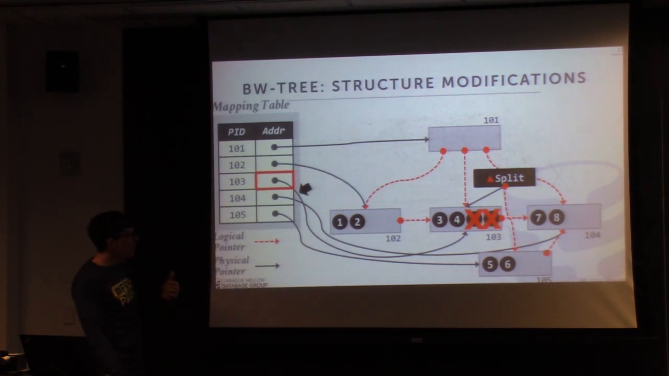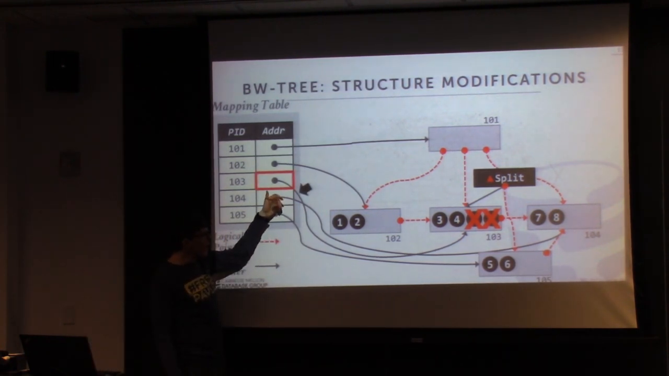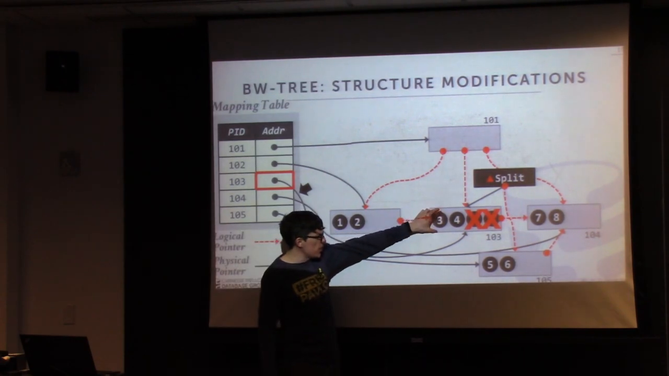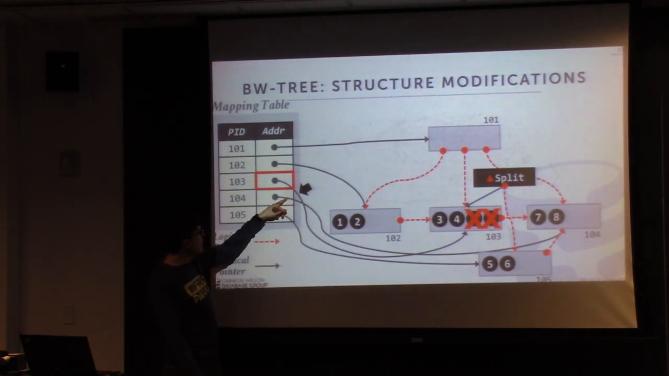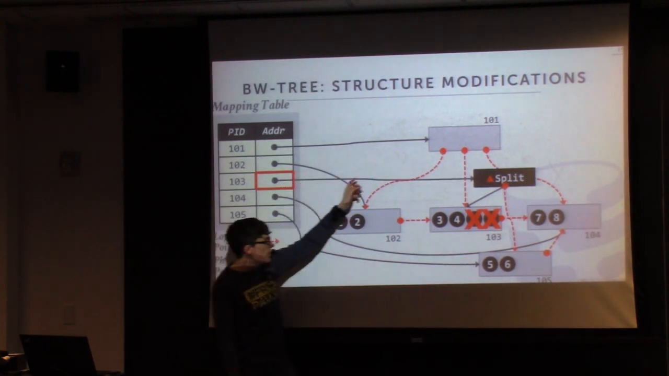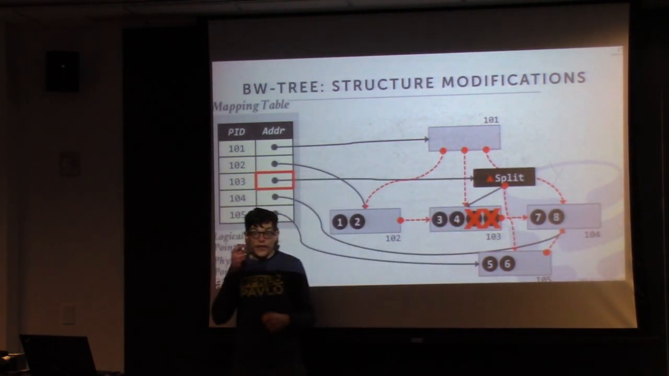So now what we're going to need to do is, just as before, since we're appending this to the head of the delta chain, we have to go back and update the mapping for page 103 to now point to the split record.